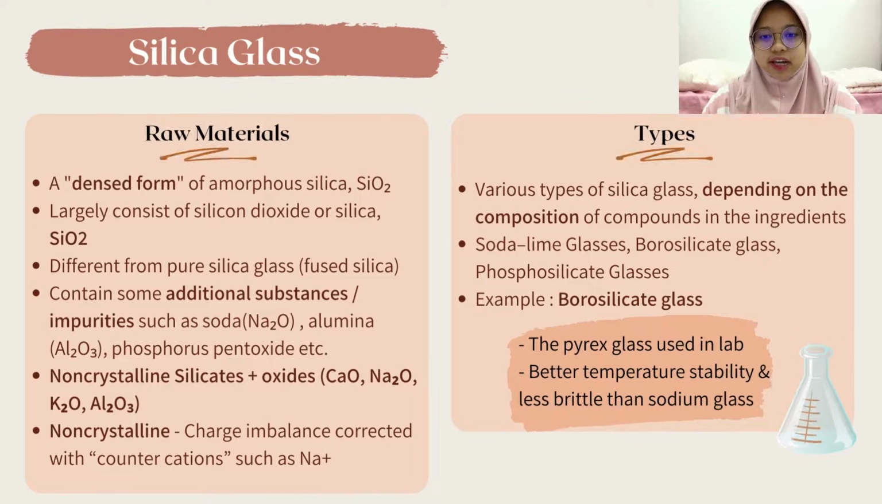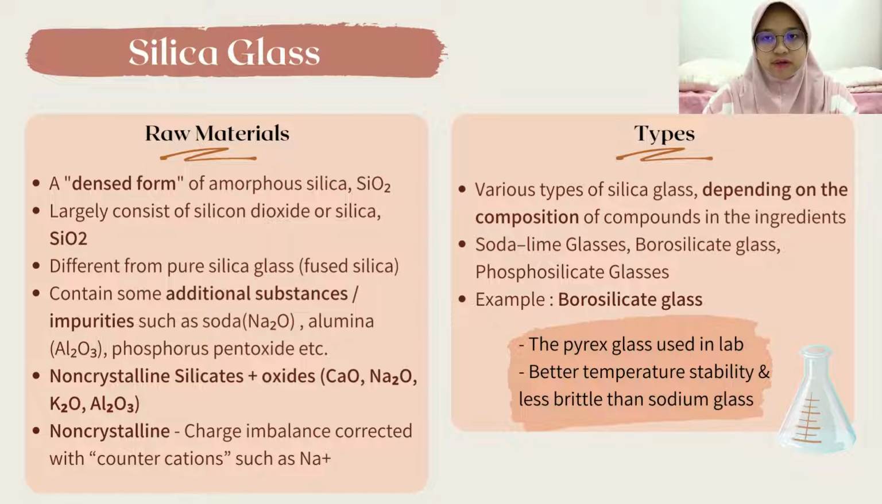Next, we will look at silica glass, which is the most common glass, and it can be said that silica glass is part of ceramic because it is made from silica, SiO2. So silica glass is a dense form of amorphous silica, SiO2, but it is still amorphous. And then it largely consists of silicon dioxide. It is different from pure silica glass, the fused silica, because silica glass contains some additional substances or impurities such as soda, Na2O, alumina, Al2O3, or phosphorus pentoxide, and others.